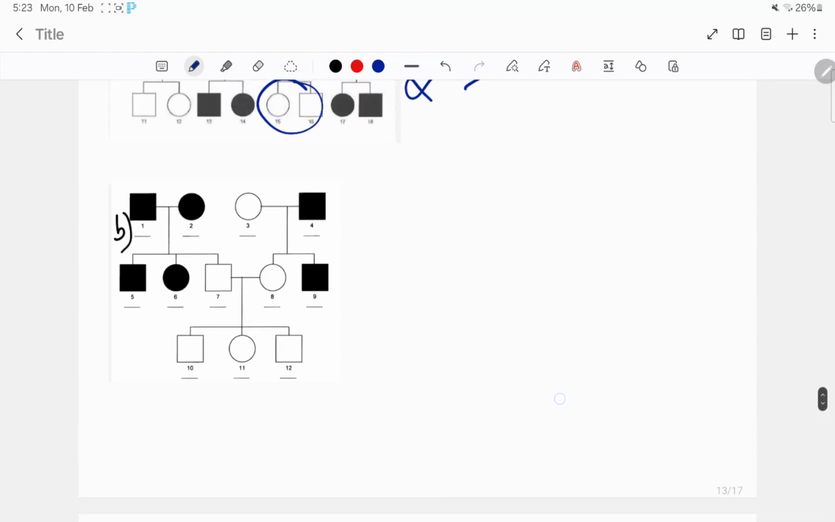Now let's see this. First see if all the generations are affected or not. If all the generations are affected, it means it is a dominant disorder. First you can learn like this: all generations affected, dominant. Then you have to see whether it is autosomal dominant or X-linked dominant. So let's see. Yes, in this all the generations are affected. Don't get confused by this one. Here the generation is not affected, so that is why the further generation is not affected. So yes, this is a dominant disorder.